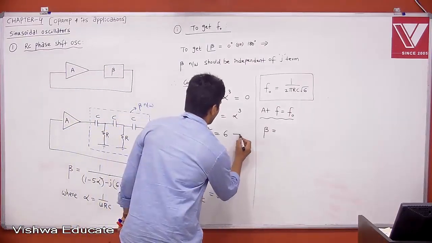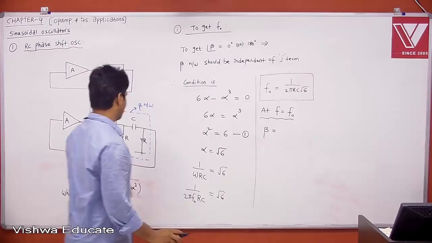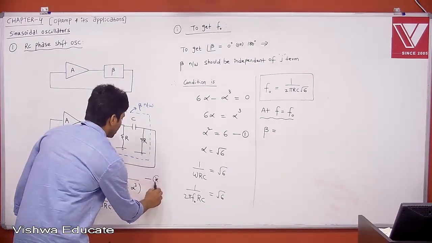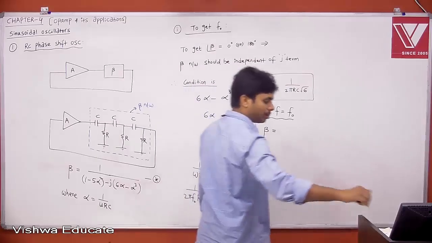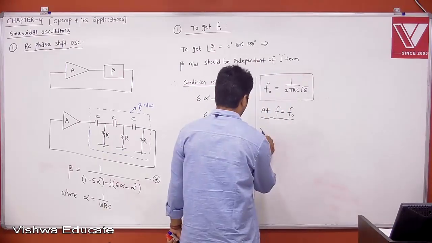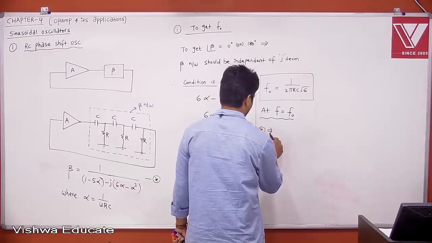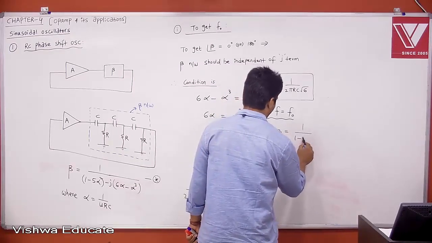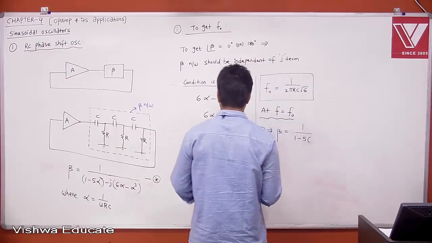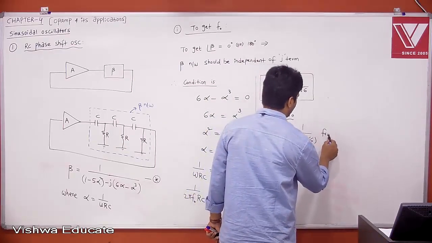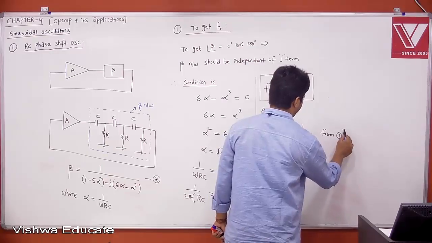Maybe you can say this is equation 1, and this is your beta network. Therefore, this is star. Make it a star. Star implies beta is equal to 1 minus 5 into alpha square, that is 6, from equation 1.